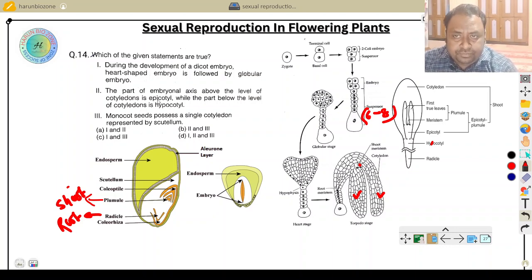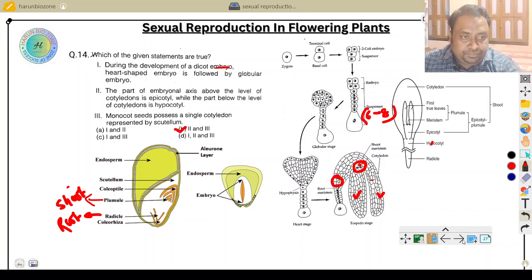So let me see the question. During the development of a dicot embryo, the heart-shaped embryo is followed by a globular embryo. Not so. First the globular stage, then the heart-shaped stage. The part of the embryonal axis above the level of cotyledon, this is the cotyledon, and above the cotyledon this represents the epicotyl region, while the part below the level of cotyledon is called the hypocotyl region. This is the hypocotyl region, this is the epicotyl region. So here the right answer is B.